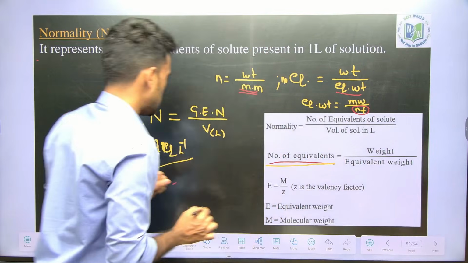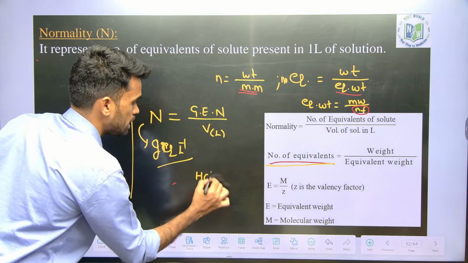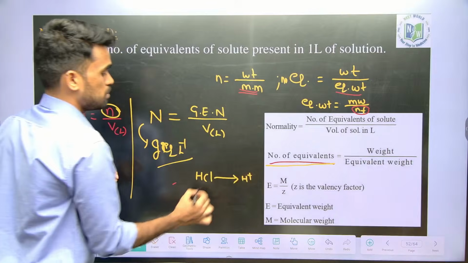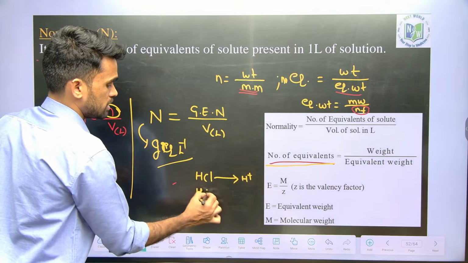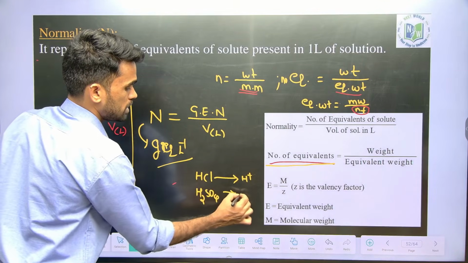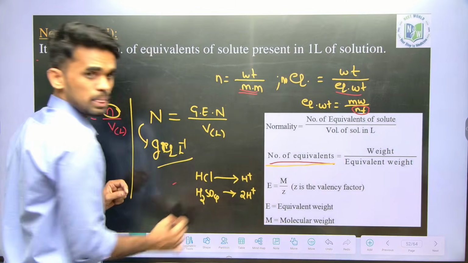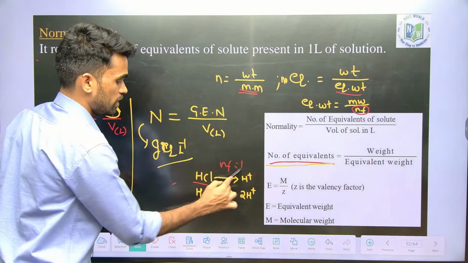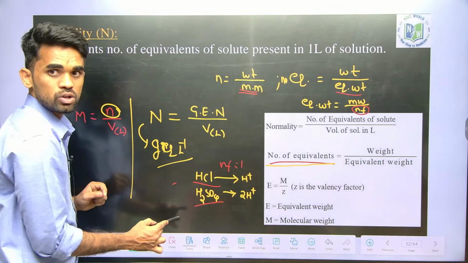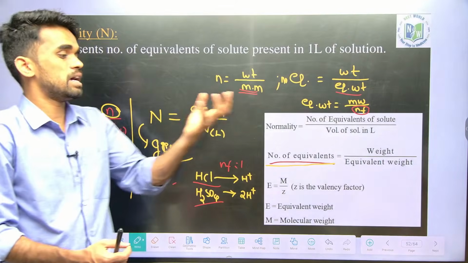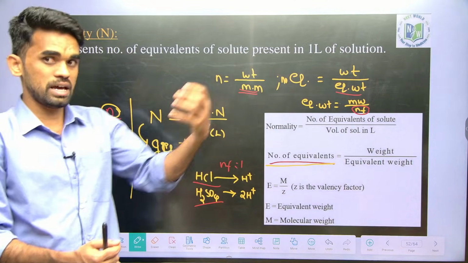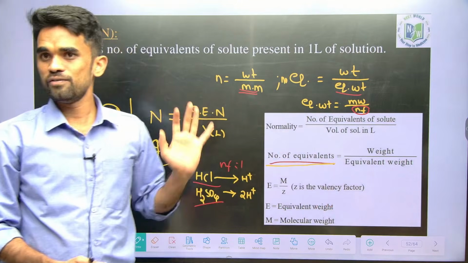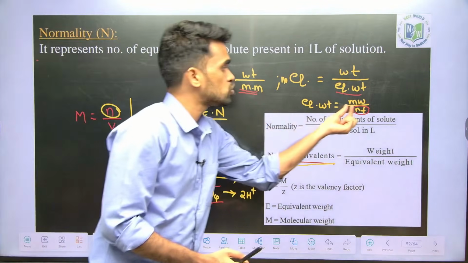You need to know. If I say HCl, how many H plus ions is it releasing? 1 H plus ion. Similarly, if I say sulfuric acid, how many is it releasing? 2 H plus ions. So the n factor for HCl will be 1, and for sulfuric acid it will be 2. It means the number of H plus ions released by an acid, or OH minus ions released by a base, is called its n factor. So that value you should take here.